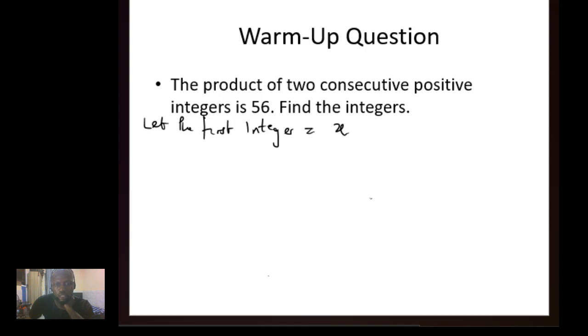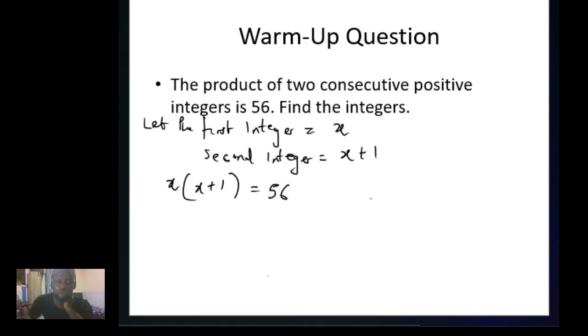So let the first integer be equal to x, and then the second integer be equal to x plus 1. Because they are consecutive, that's how it's meant to be. What is now going to be the product of these integers? Yes, the product will be x times x plus 1 equals 56. I hope you know that a product is achieved when you multiply the two of them together.